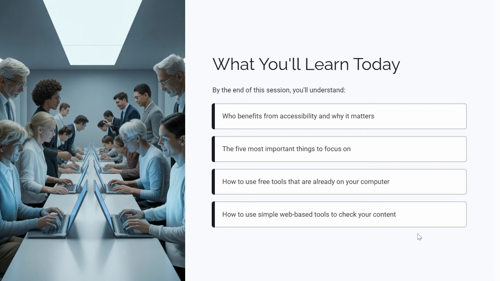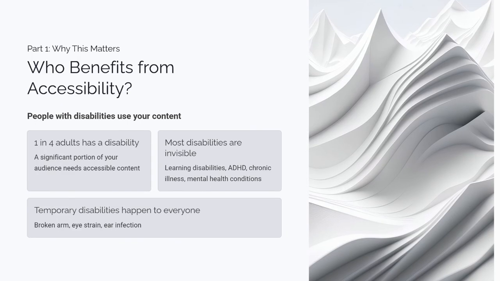By the end of the session, you'll understand who benefits from accessibility and why it matters, the five most important things to focus on, how to use free tools that are already on your computer, and how to use simple web based tools to check your content. This is a foundational overview. We're going to keep things practical and straightforward. So let's get started.